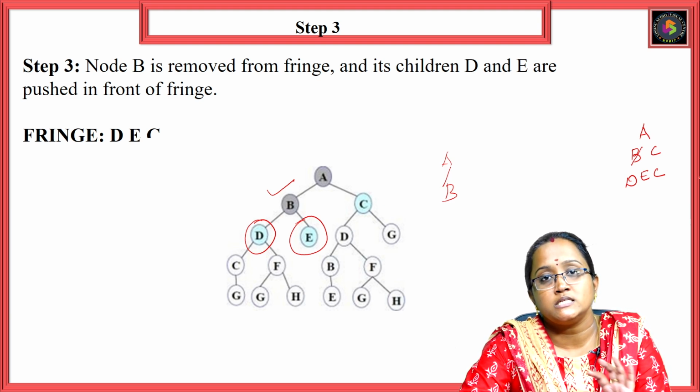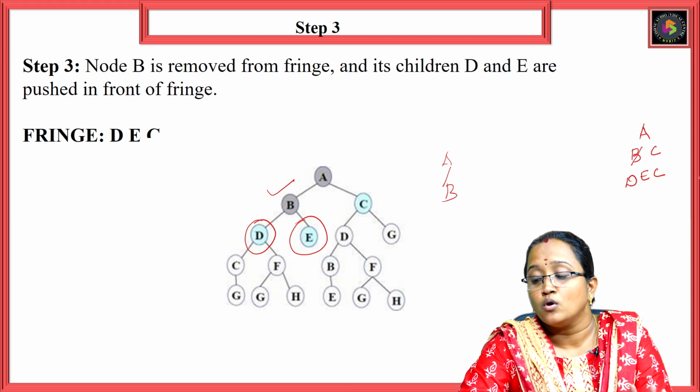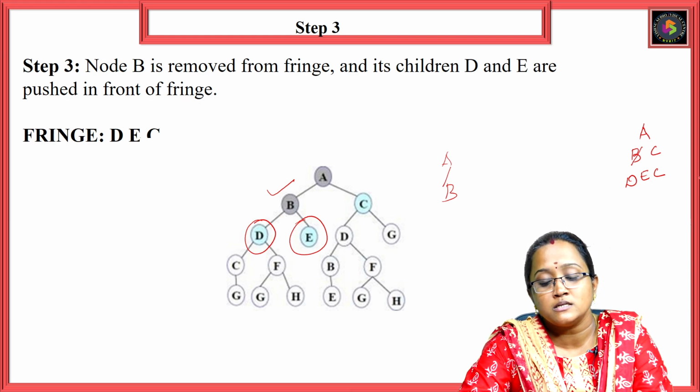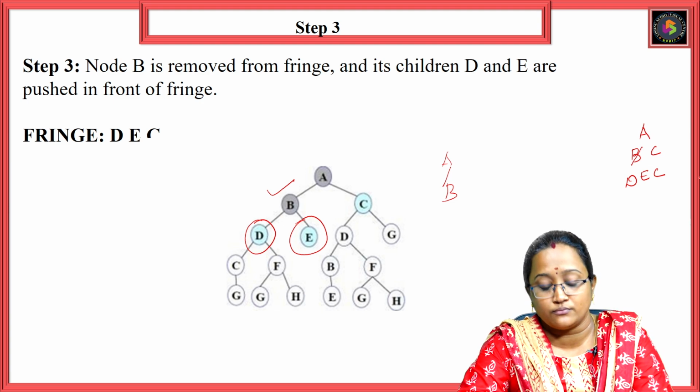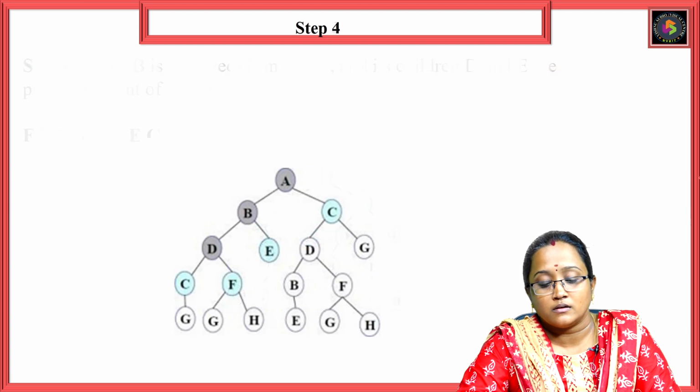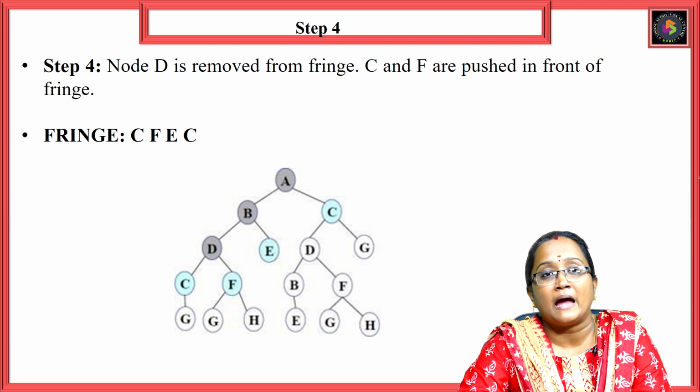What is our goal state? G. Have we reached G? No. So the next thing we are going to expand is D. We should not expand E. E is already a visited node. Okay. Next we are going to expand D.